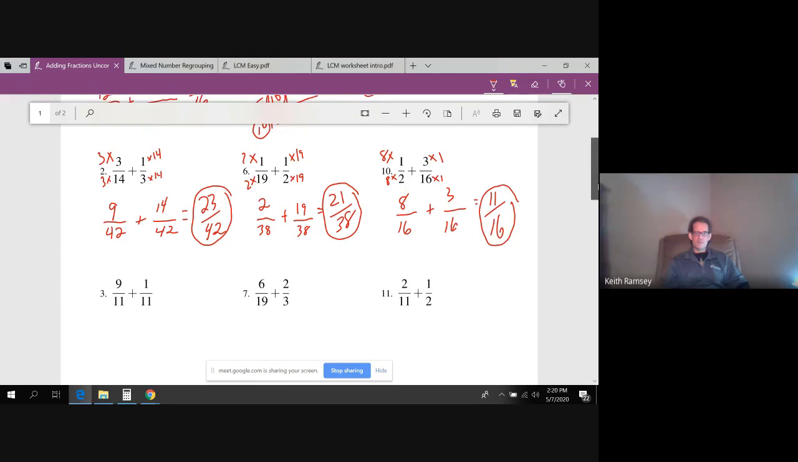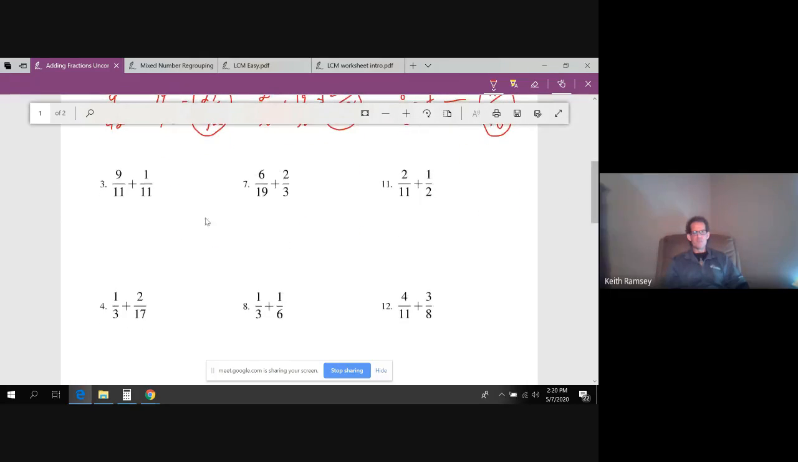Okay, let's scroll down here. This next one is a little bit easier because I already have common denominators. Both of them have 11 on the bottom. So in this one, I don't have to change anything. I already have the least common multiple. It's 11. So I'm just adding the numerators.